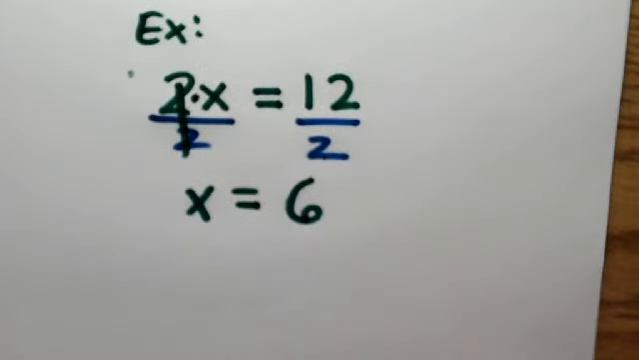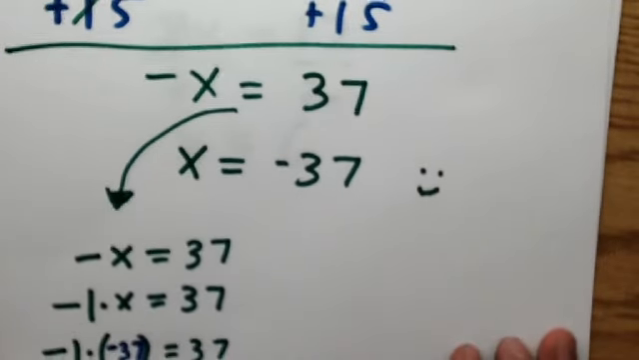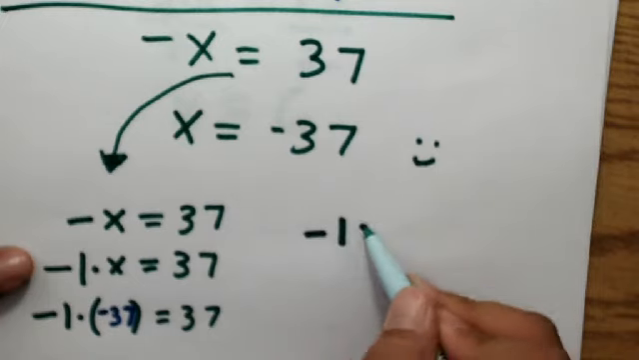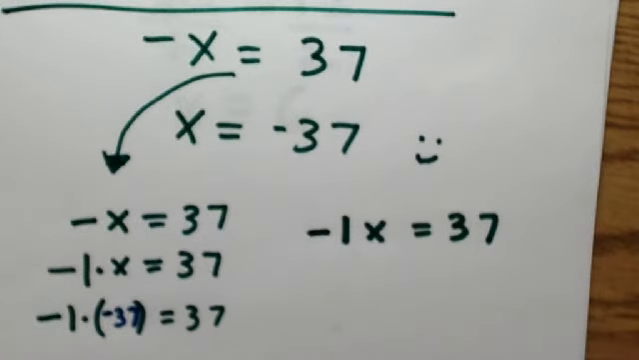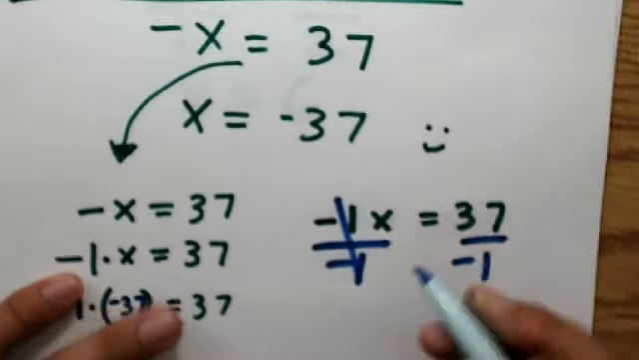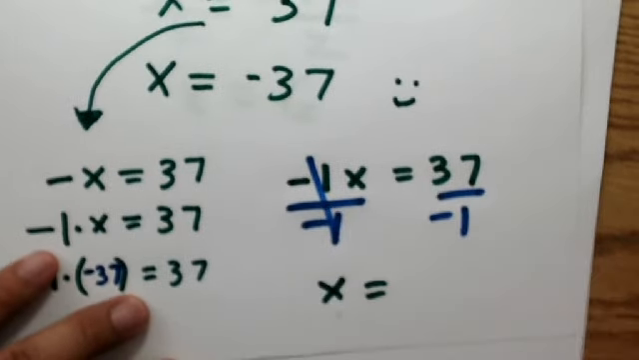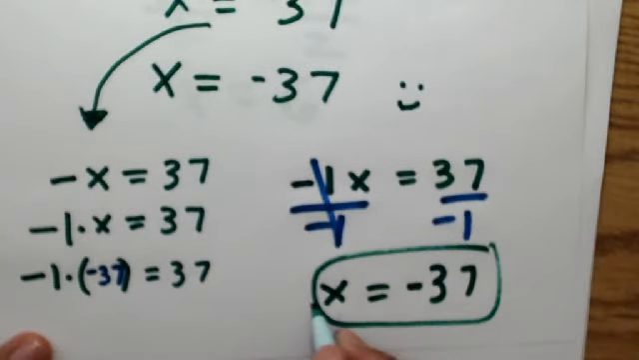Now, if we go back to this example over here, which we did earlier, let me pull that example up. We could treat it in the same manner. You have negative 1 times x equals 37. I know for some of you it's basic. However, if you divide both sides by negative 1, same result. X would equal, what is 37 divided by negative 1? Negative 37, which is the same result.